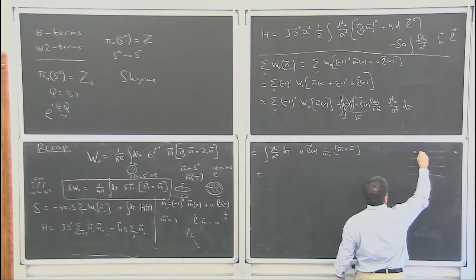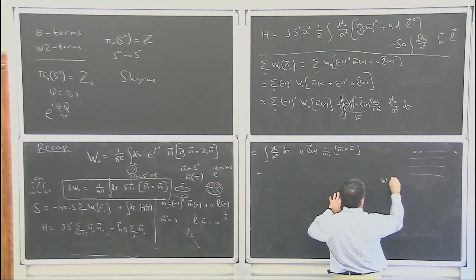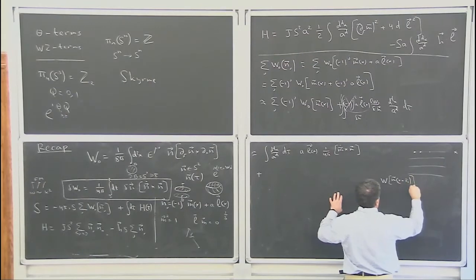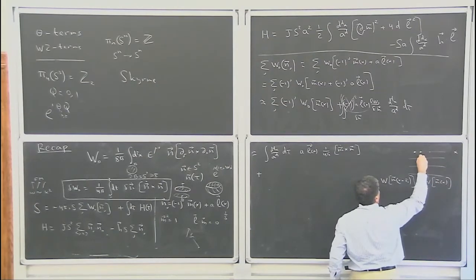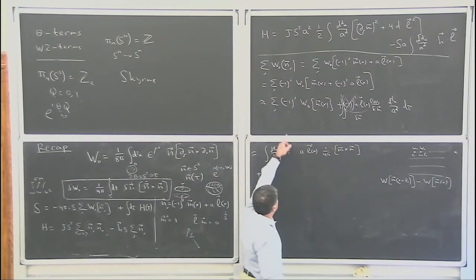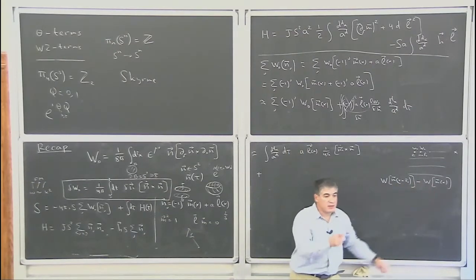I will consider w of m of x plus ex minus w of m of x. So I will take this m plus ex, and this is m, and I will take w naught here. They come with different signs because of this oscillations in x direction, so I just consider this difference. Yes?